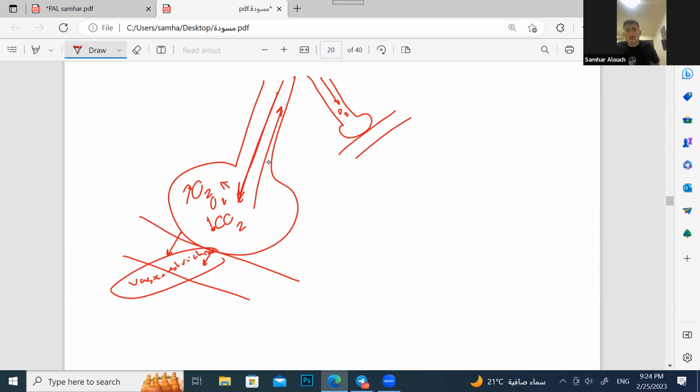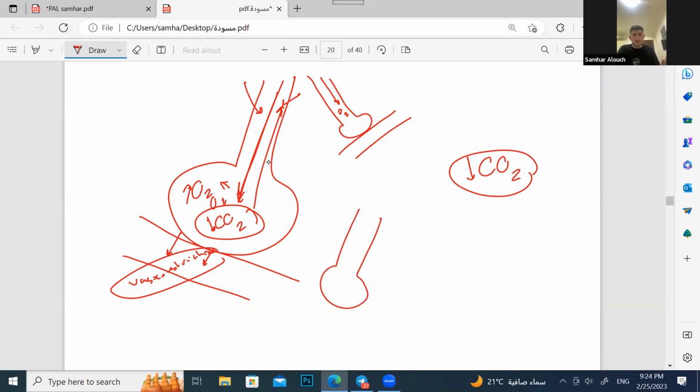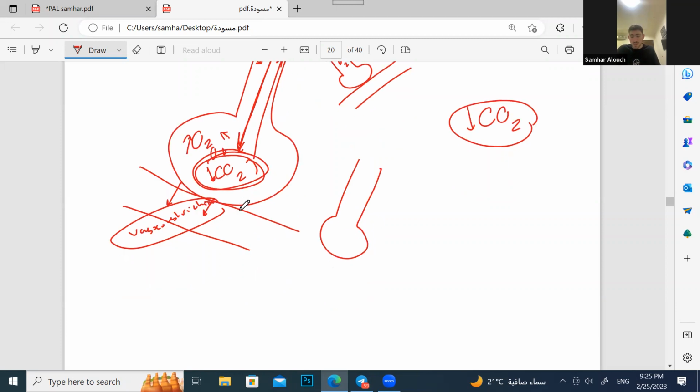Here we have low CO2. Our body has a reaction: if we have low CO2 in a place, it will cause bronchoconstriction to that place. And so the bronchus here will get constricted, and this alveoli will go back to normal because of low CO2 causing bronchoconstriction. The bronchus are constricting, and the alveoli is coming back to normal once again.